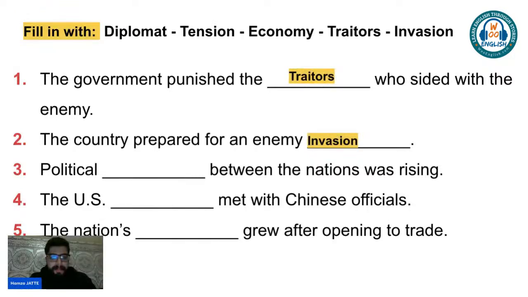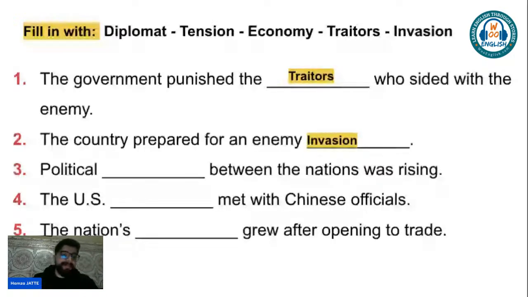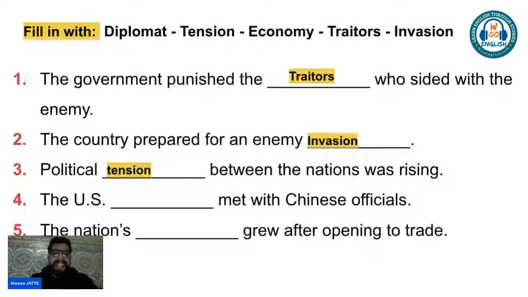Tension, says Lise. So Lise says tension. Right? Let's check together. All right, tension. Though this was Sergio's turn. Where is Sergio? The US met Chinese officials. The US something met the Chinese officials.